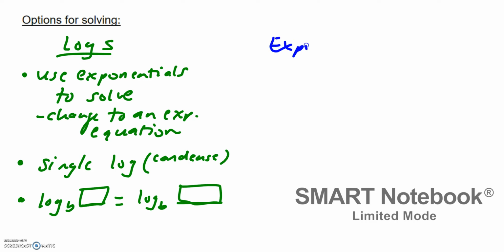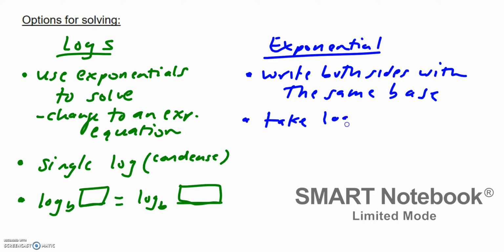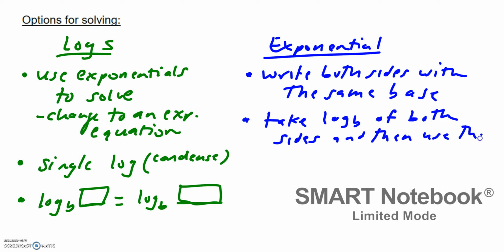On the other side, if you're given an exponential equation, there's multiple ways you can solve these, and they'll make more sense as we go. You could first write both sides with the same base. You'll see that very soon in the upcoming slides. So that's an option. What else you could do is take the log base b of both sides and then use the change of base formula.